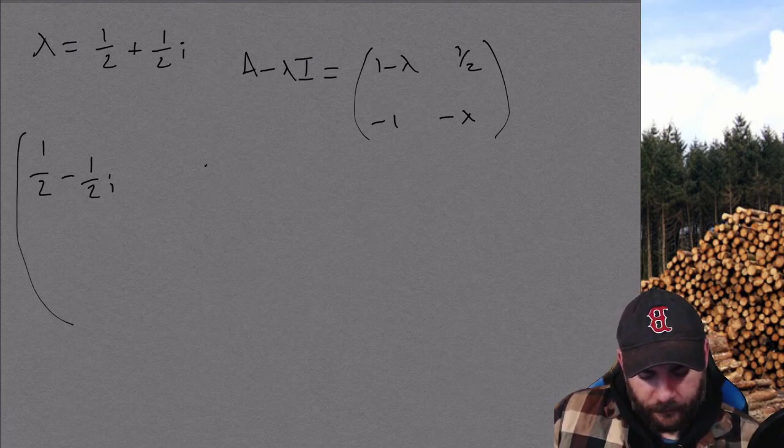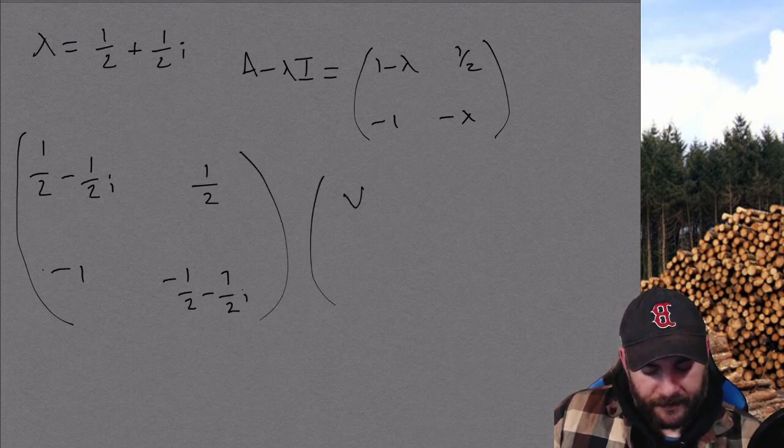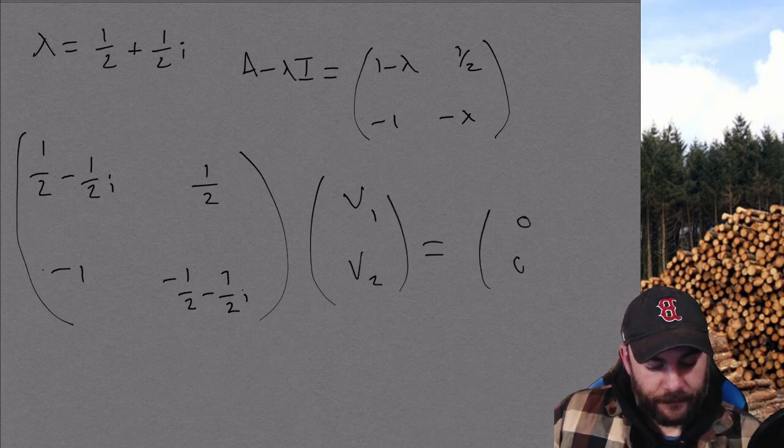We just have a 1/2 up there. We just have the negative 1 right here. And then negative my eigenvalue is negative 1/2 minus 1/2 i. So there's my matrix. I'm multiplying this by V1, V2, and this is supposed to equal the 0 matrix.